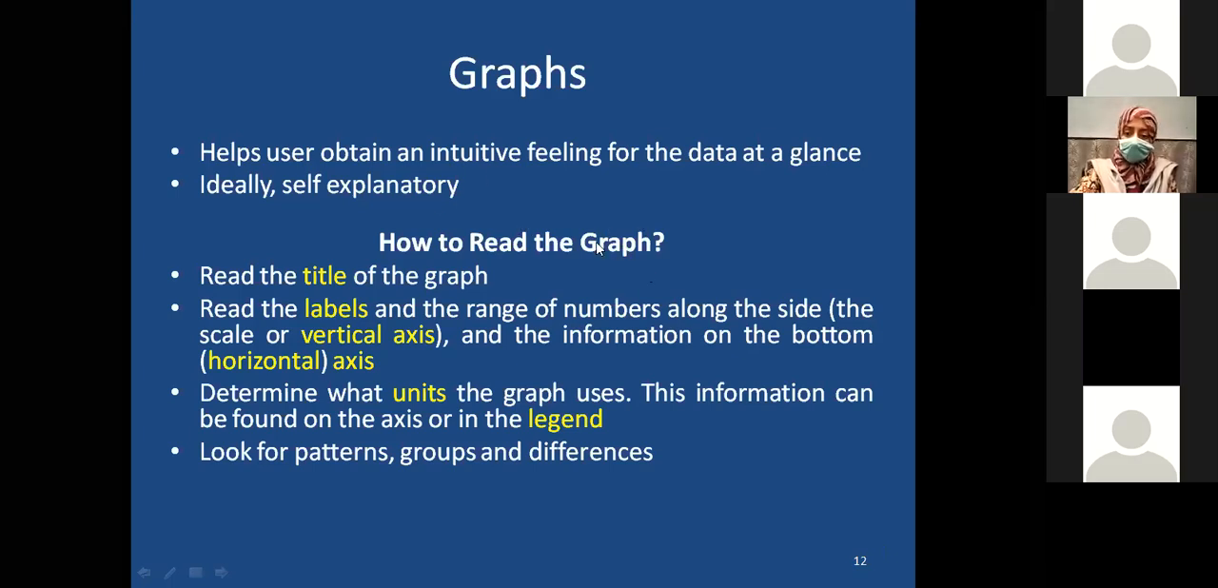And how do you read a graph? You read the title of the graph, which comes at the beginning. You read the labels and the range of the numbers along the vertical axis and the horizontal axis. You determine what units are used in the graph. This can be given in the legends. Legends are boxes given at the side of a graph, so that a clearer understanding can be given of each part of the graph. And then you look for patterns, groups and differences in the graphs.